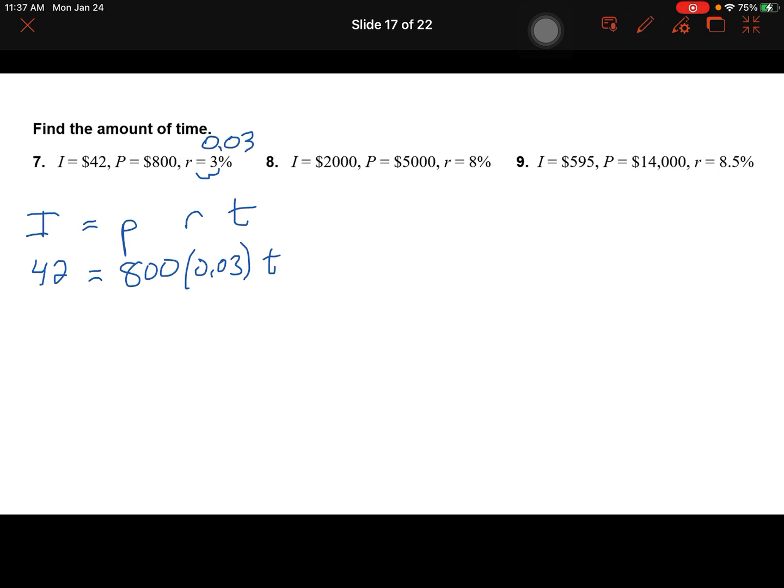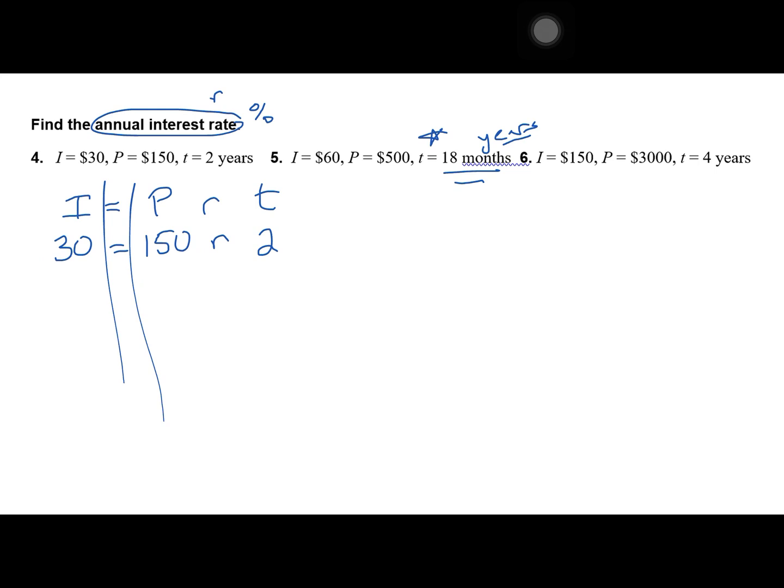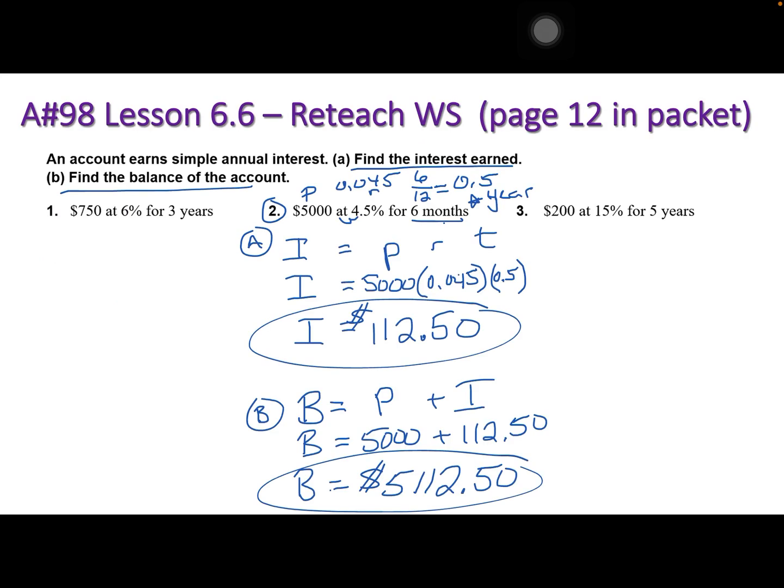So your only homework is to finish up this worksheet, this reteaching worksheet, and then take a picture of it and submit it to assignment 98. And then I would recommend that you begin working on your IXL. You now can do that simple interest IXL, and have a wonderful day.